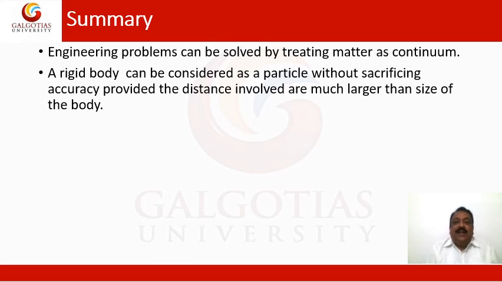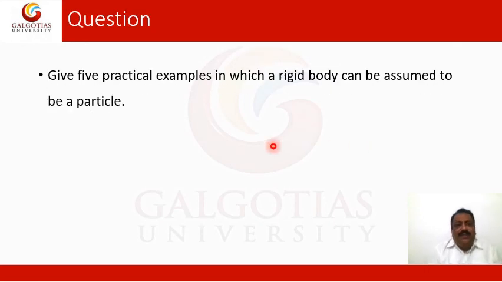So the summary is that engineering problems can be solved if you treat matter as a continuum, and a rigid body can be considered as a particle without sacrificing accuracy, provided that the distances involved are much larger than the size of the body. These two are the major takeaways of today's lecture. Now, I will give you a question to think about: try to list 5 practical examples in which you can say that a rigid body can be assumed to be a particle. Try to list that from your memory, from your experience so far in your life. So this is a carry home problem.